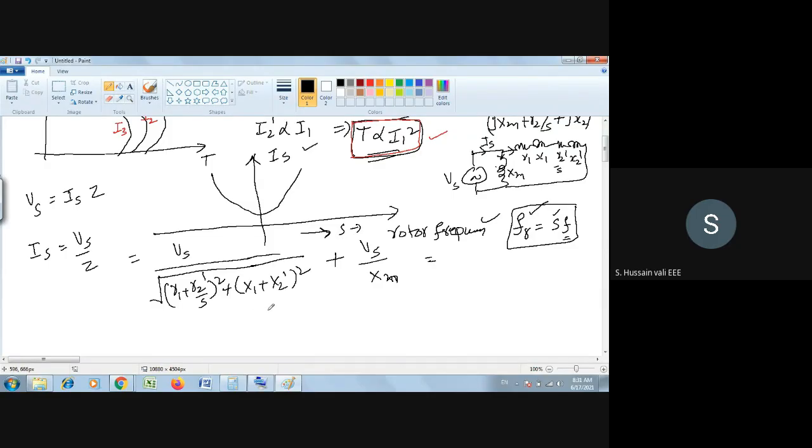Remaining all these things you forget. Just see this equation. When you increase the slip here, this S will be increased. If this S is increased, then this R2 dash by S will be decreased. It means the total denominator of this equation is decreasing. So if the denominator of this equation is decreasing, then what is the IS value? IS value will increase.